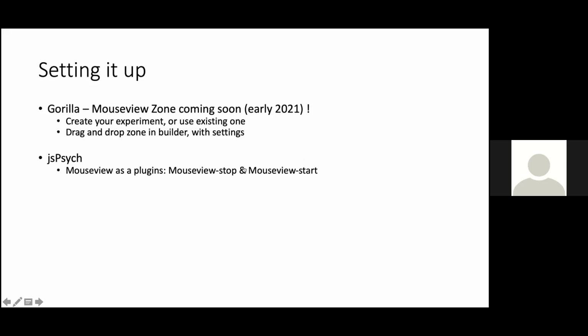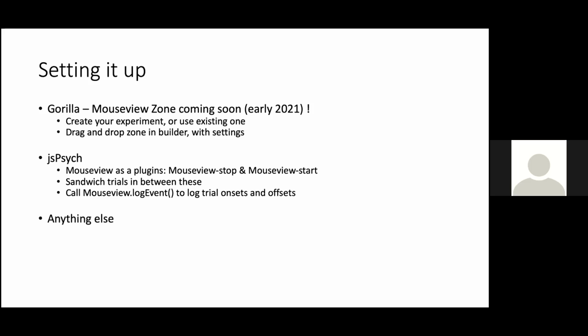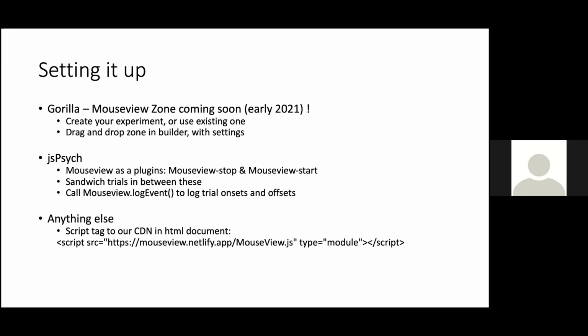So we use a plugin to start the data collection and then a plugin to stop it. And you sandwich your trials in between these. And then you use that event logging function to log onsets and offsets of stuff during trials. And you can also install it in anything else yourself.